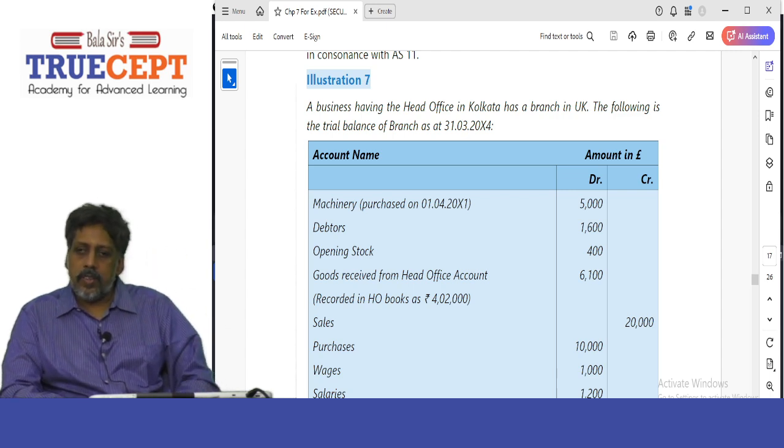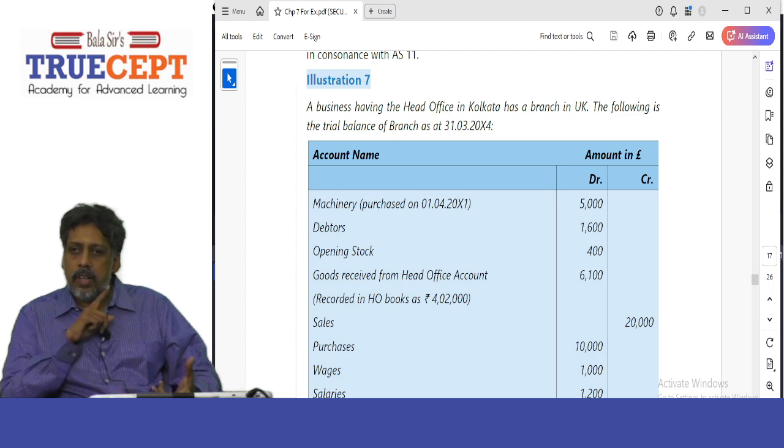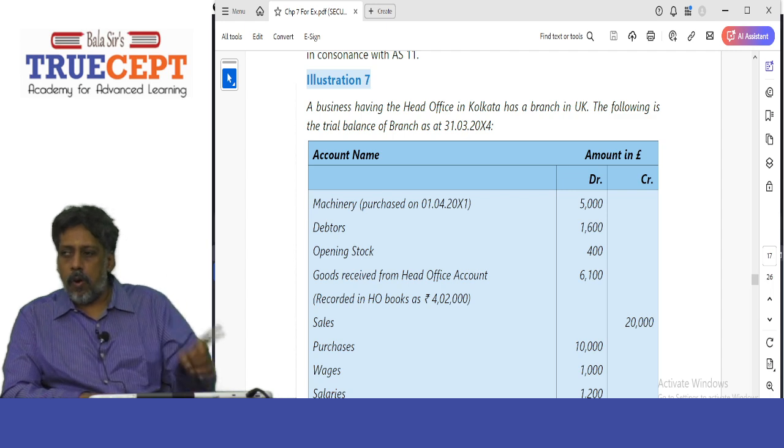Yes, go ahead with the question, Renuka. A business having the head office in Kolkata has a branch in UK. The following is a trial balance of the branch as at 31st March 20X4. So, point to note, the head office is in Calcutta, so the rupee is the reporting currency. And they have a branch in the UK, so it is going to be the UK pounds, or GBP, the Great British Pounds, your foreign currency.